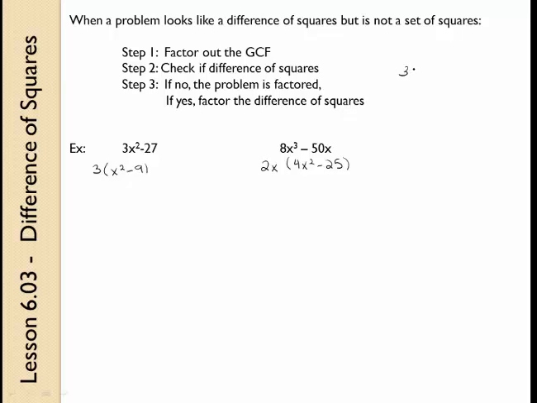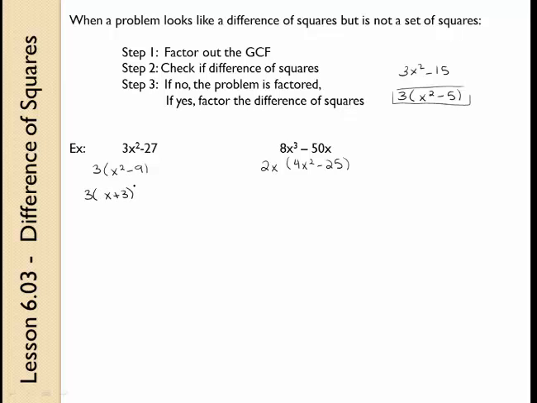So let's take another example really quickly. Let's say this was not a 27. Let's say that was like a 15. And I pull out a 3 and I'm left with x squared minus 5. Once I get to this point, 5 is not a perfect square, so I would be done. But because I did have a 27, I now have a difference of squares.